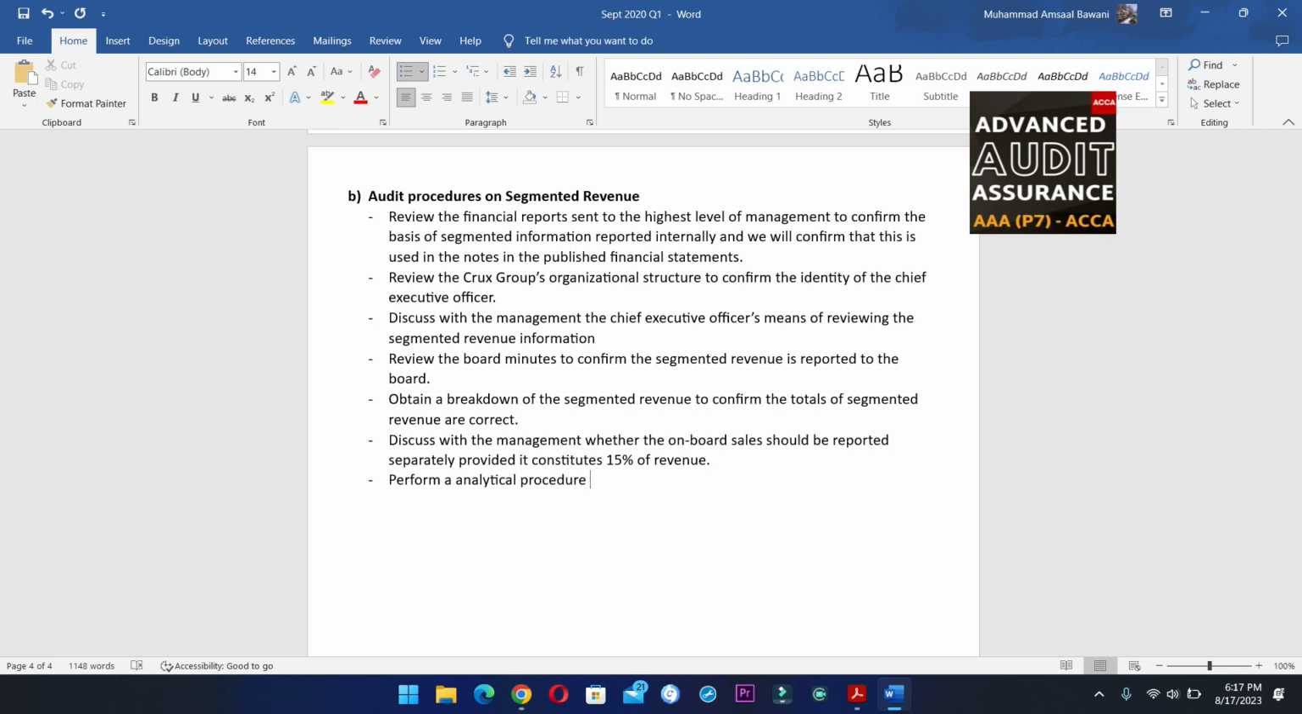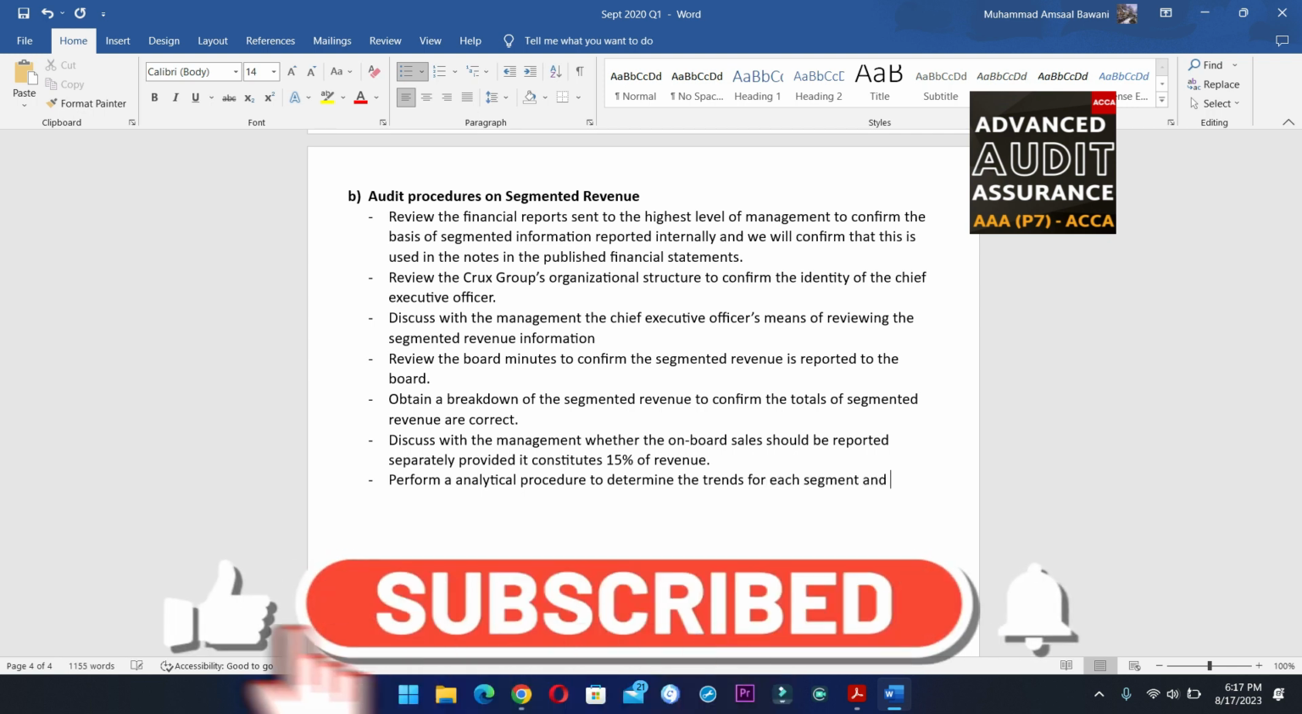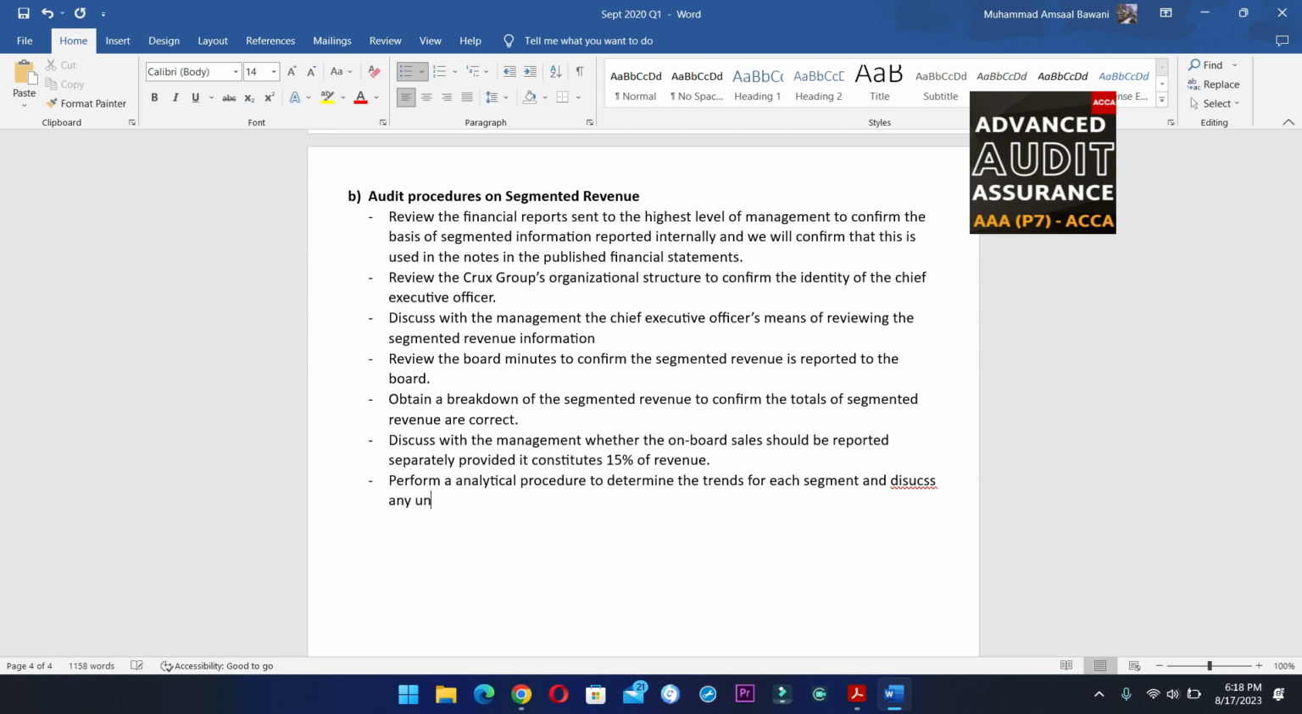right? Now we have said that we are going to perform an analytical procedure, but we haven't told what purpose or objective is behind it. So we would say that to determine the trends, right, to determine the trends for each segment and discuss any unusual pattern with the management, right?